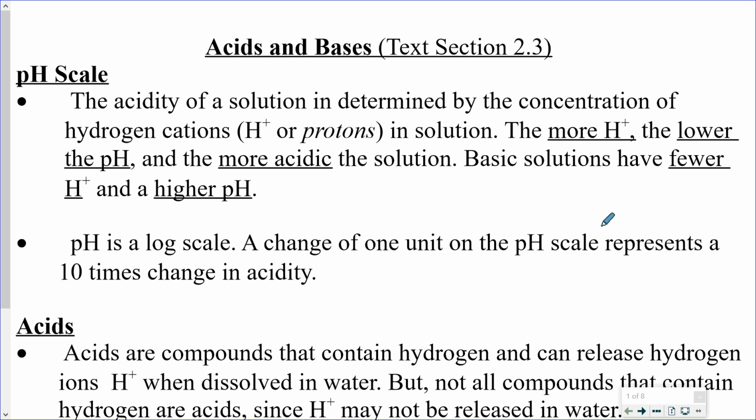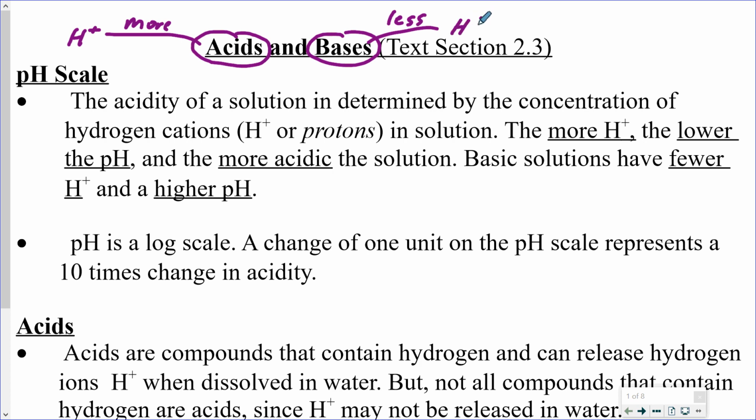And bases, for the most part, they are ionic compounds, so we just name them strictly as ionic compounds that we've talked about before. So acids, if I can just jot down here, what we'll see is that it all has to do with hydrogen and the ion of hydrogen. And the ion of hydrogen that we're interested in is this one here, the positively charged ion. So for acids, there will be more of those positively charged hydrogen ions. For bases, there will be less of the positively charged hydrogen ions.